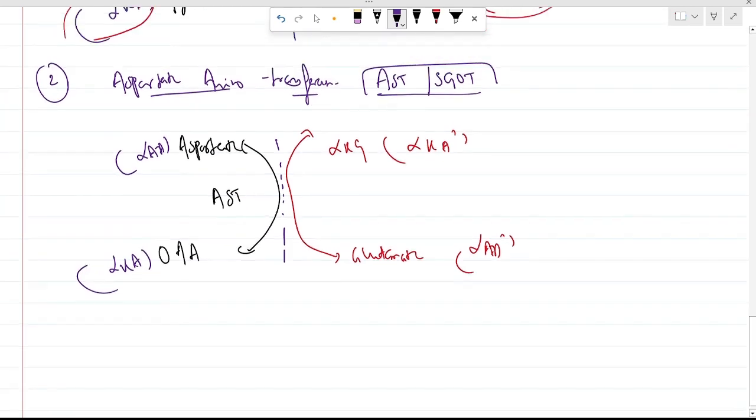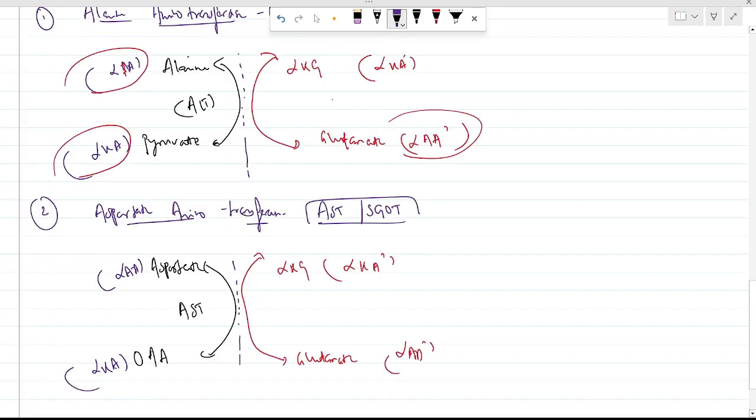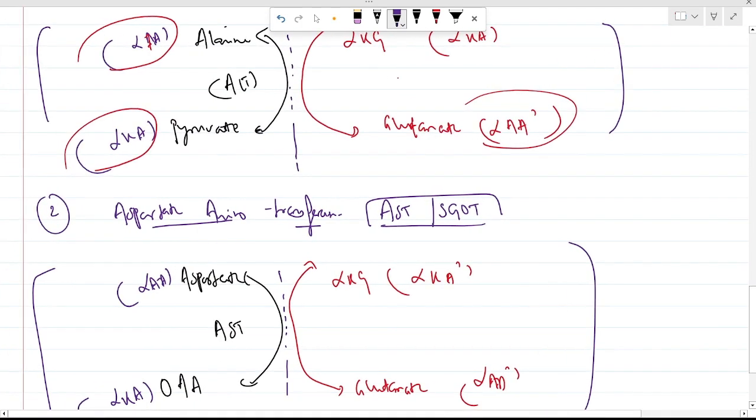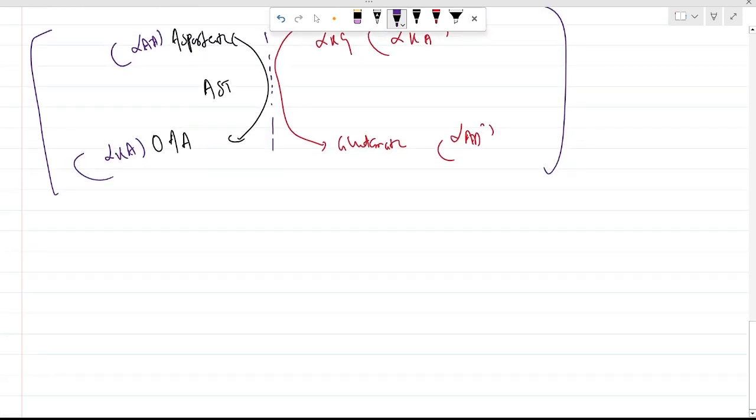So we've seen that this part of the reaction, the left side, is different. This part of the reaction is different. This side of the reaction is the same. So what does this explain or mean? Let's find out.